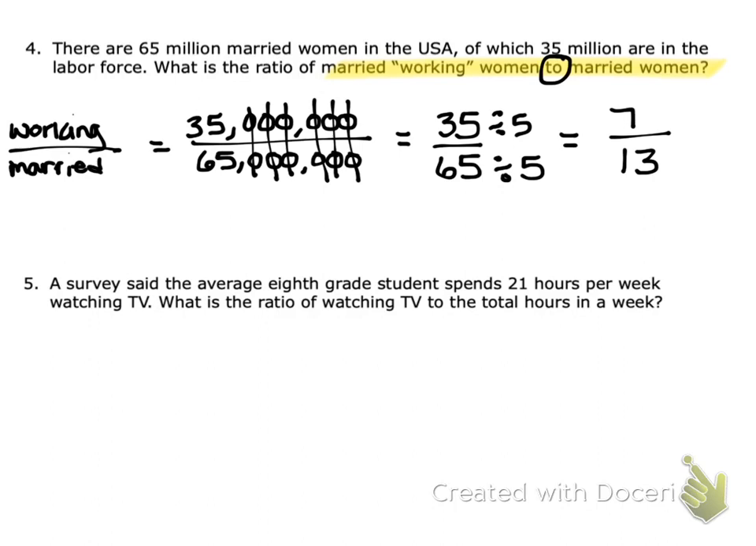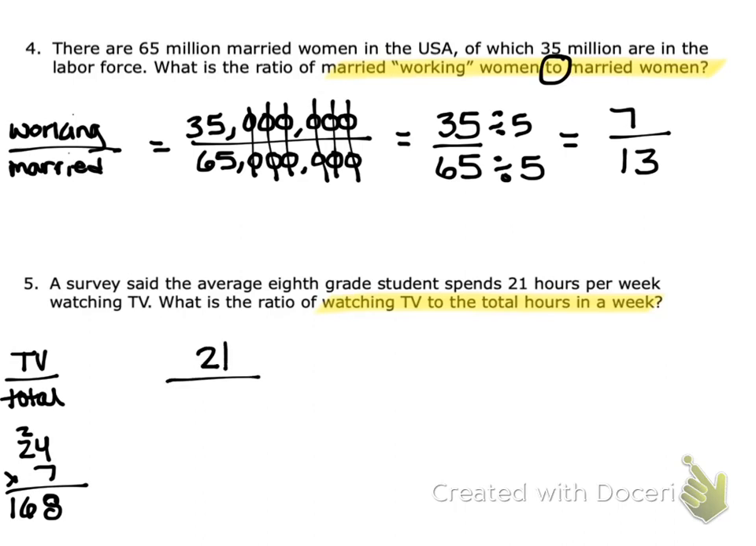And then number 5, a survey said that the average 8th grade student spends 21 hours per week watching TV. What is the ratio of watching TV to total hours in a week? So we want TV to total hours in a week. How would we find out how many hours are in a week? Yep, 24 times 7. So 168 hours in a week. So we're going to do 21 hours over 168 hours.